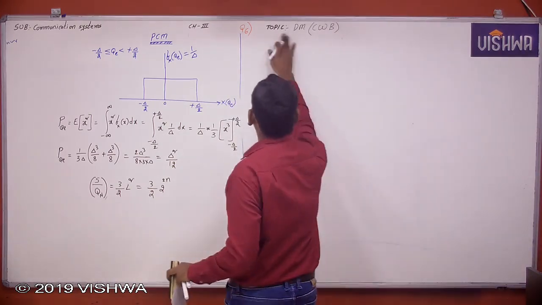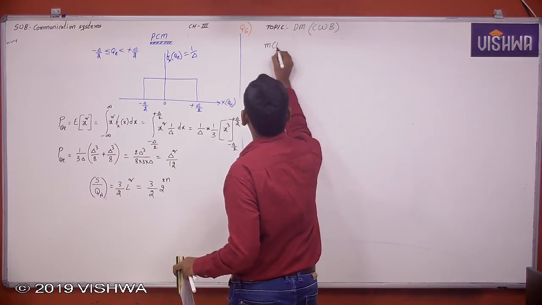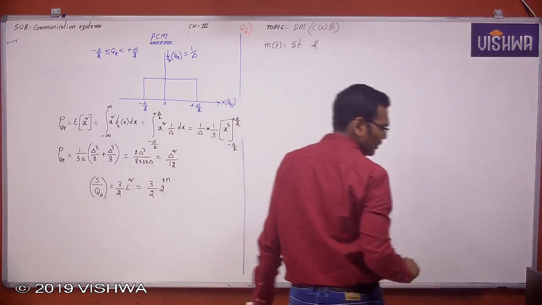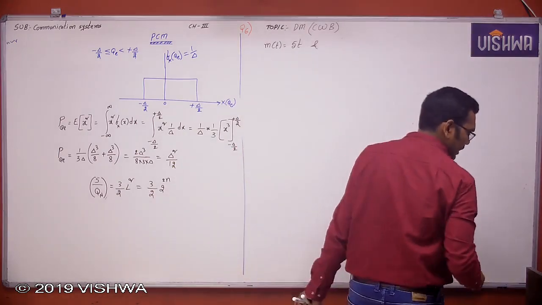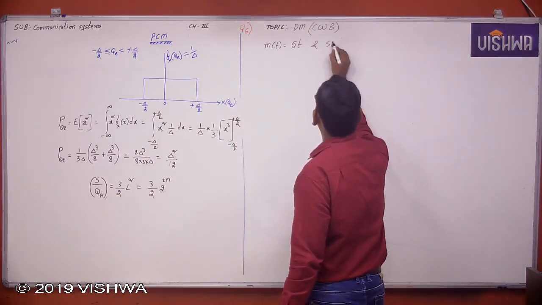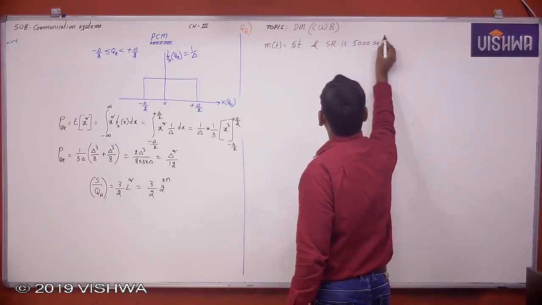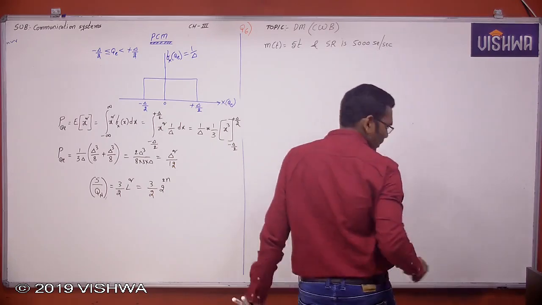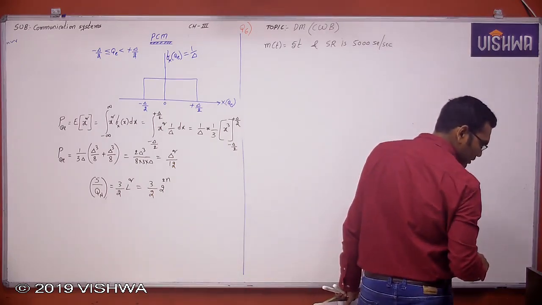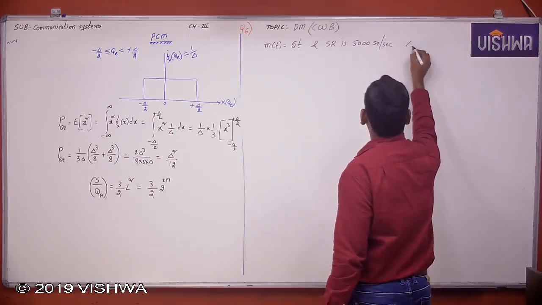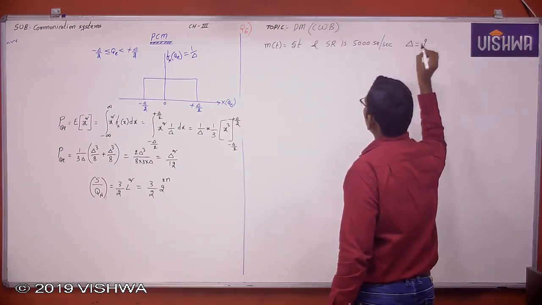If m of t is equal to phi t, and the sampling rate is 5000 samples per second, determine the step size.